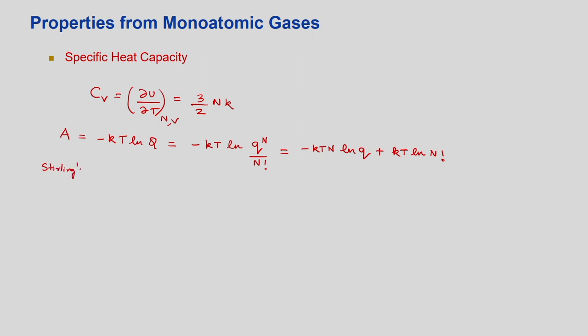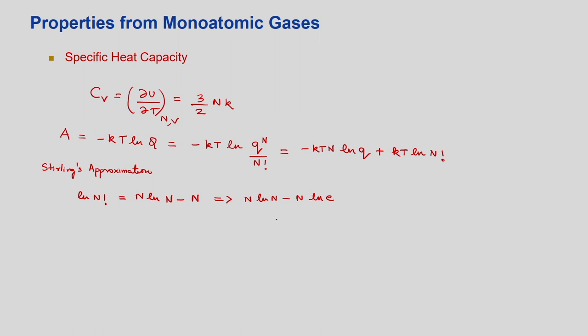Stirling's approximation, which says that logarithmic factorial, ln N factorial, is equal to N ln N minus N. Or I can also write it in this manner, N ln N minus N ln e, to make it again a logarithmic term. So you should remember that the factorial term can be written in terms of Stirling's approximation, which is written as N ln N minus N.